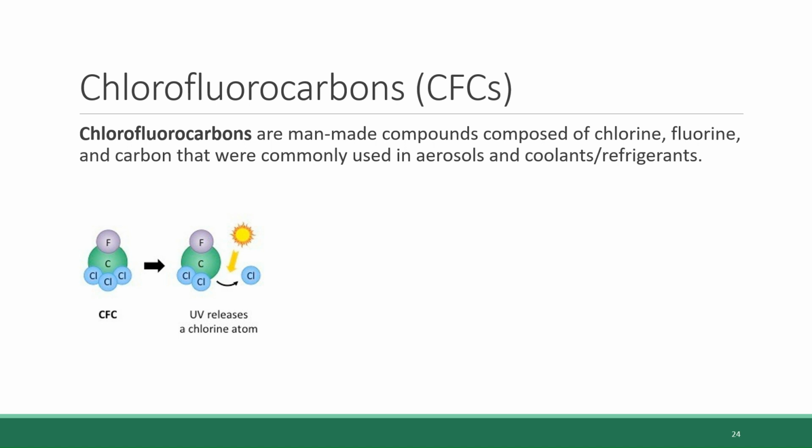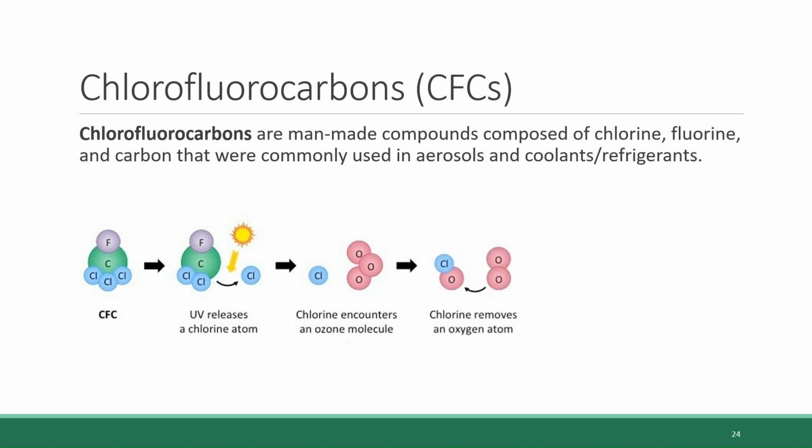Chlorine atoms will break away from the rest of the molecule. When those chlorine atoms encounter a molecule of ozone, they will react with it and pull off one of the oxygen atoms. This effectively destroys the ozone and transforms it into oxygen gas, removing the opportunity for the process to occur in a way that absorbs UVB radiation.